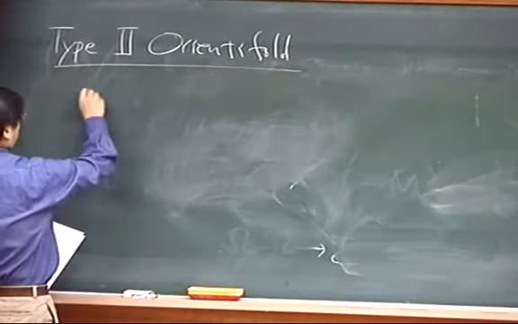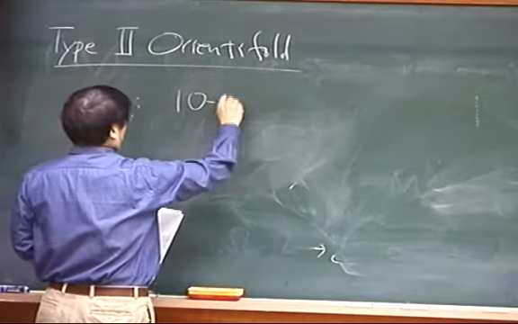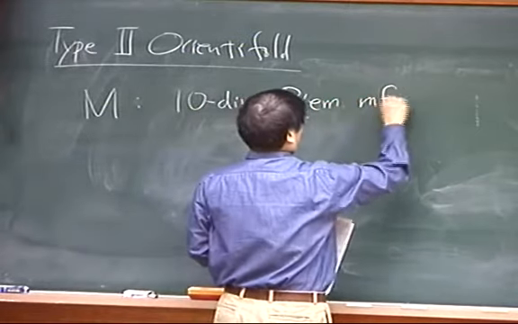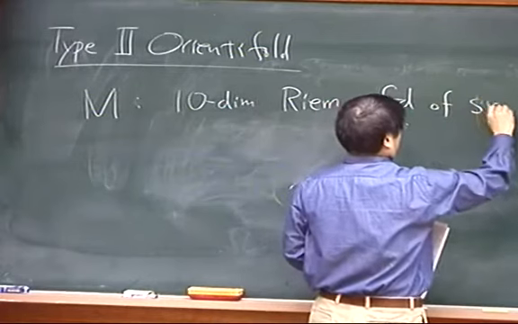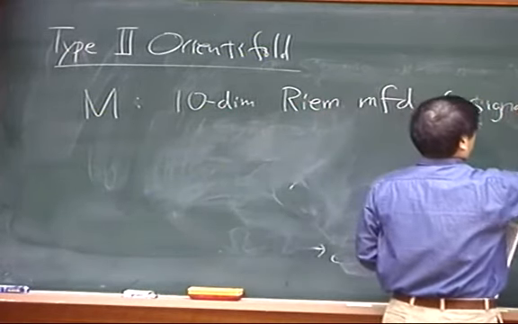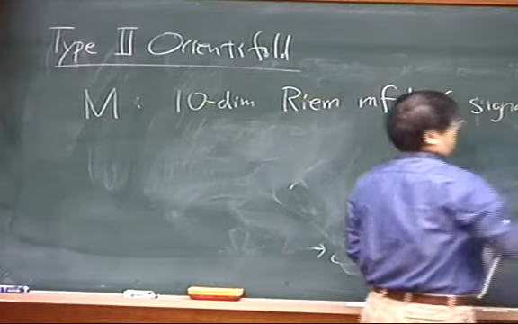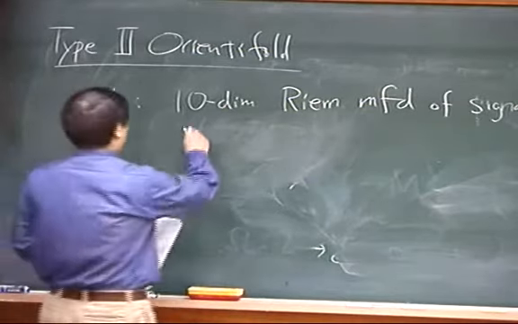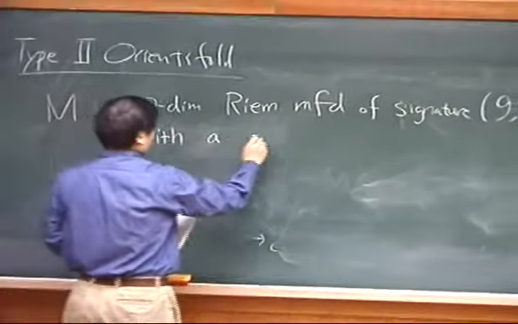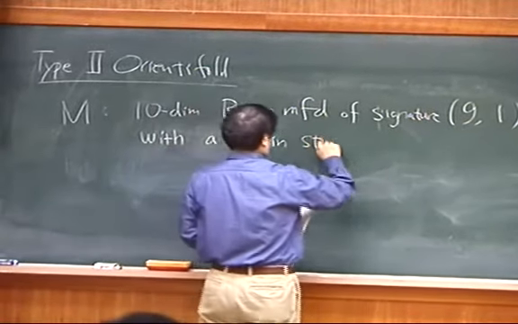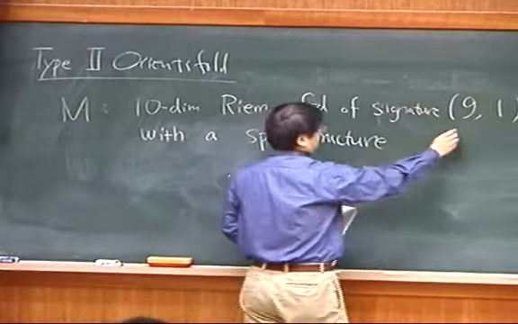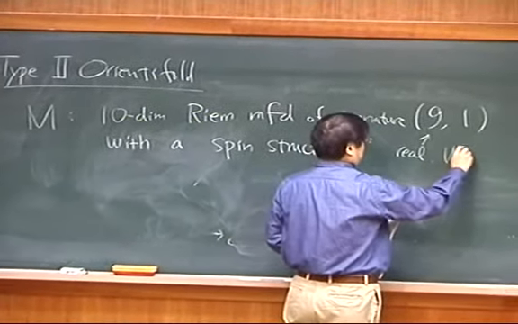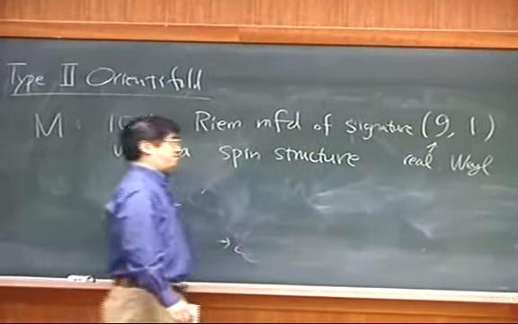And for this, M has to be a 10-dimensional pseudo-Riemannian manifold of signature 9 plus and 1 minus. So 9 space and 1 time with a chosen spin structure. So for this signature you can have real spinors, Majorana spinors, and also Weyl spinors are possible at the same time.